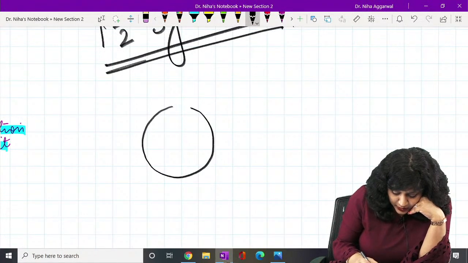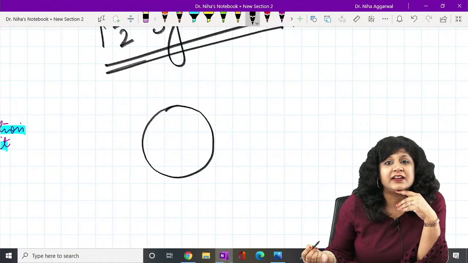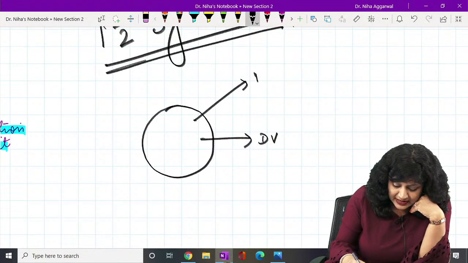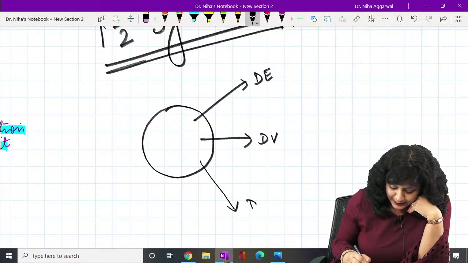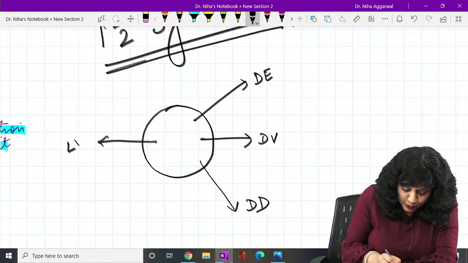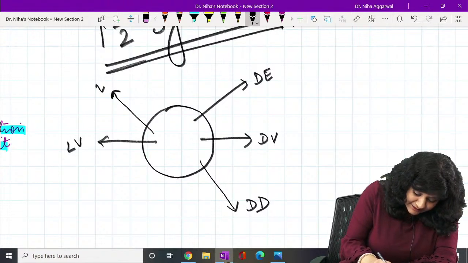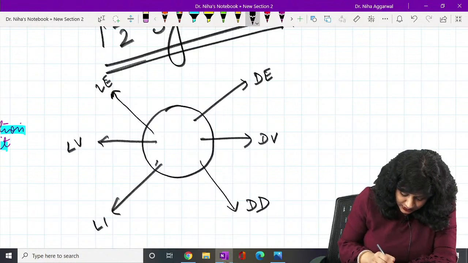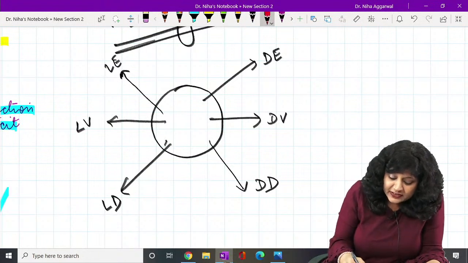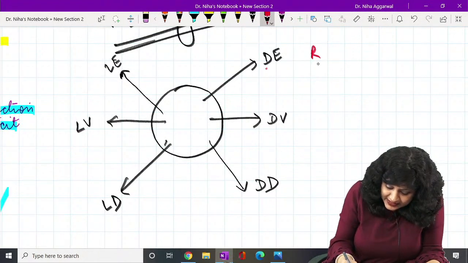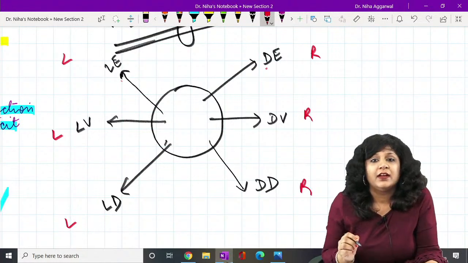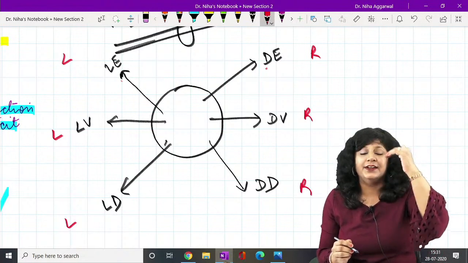See, suppose this is your eyeball. What are your 6 cardinal positions? It is the dextroversion, dextro elevation, dextro depression. Similarly, we have to go like this. This is your levo version, then levo elevation and levo depression. These are the 6 cardinal positions. So it's very easy now. What you do, start with dextro, so you have to start with the right. So right, right, right, and for the levo, left, left and left. Okay. So now because it is on the upper side, so it will be elevation.